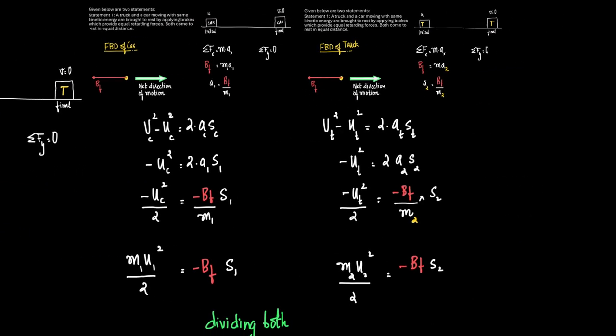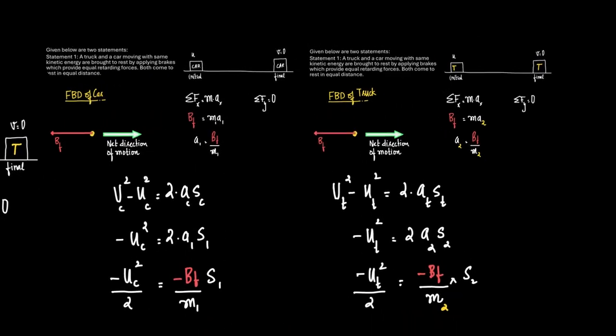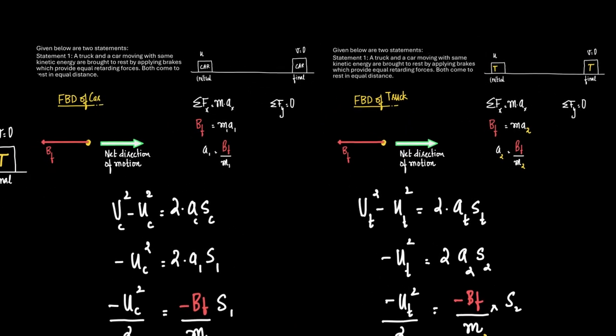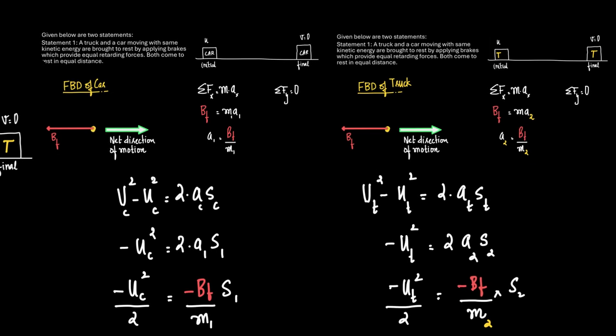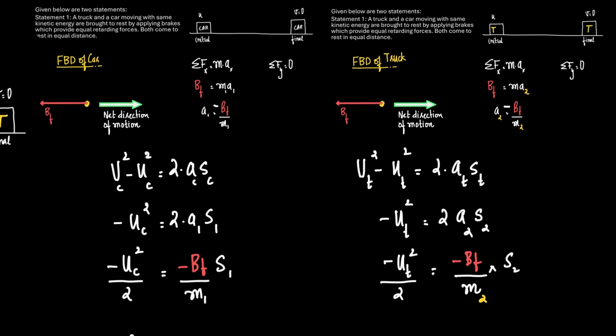Now what we'll do is bring these two concepts together. What do we get by that? From the car, we found that a1 is equal to minus bf by m1, and a2 is equal to minus bf by m2, right? Now we'll apply Newton's equations of motion: v square minus u square is equal to 2as in both cases.